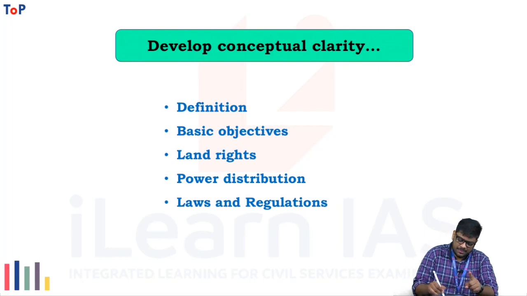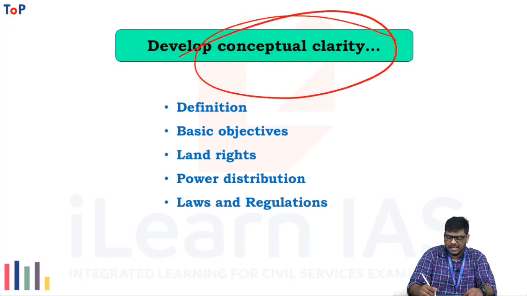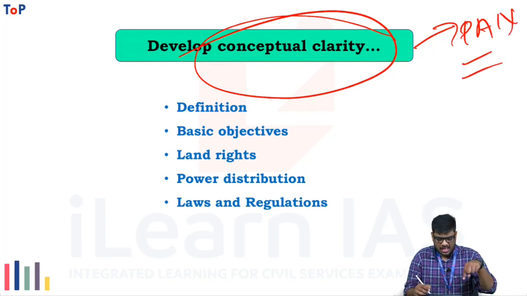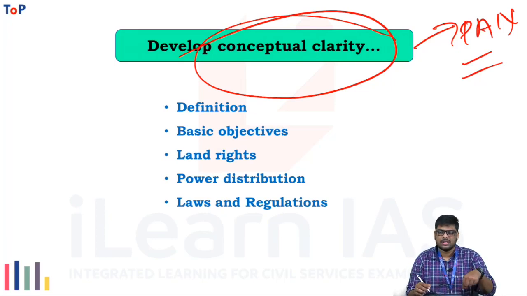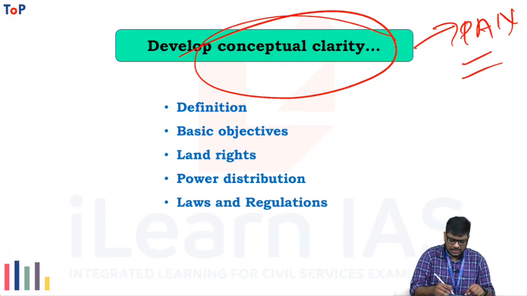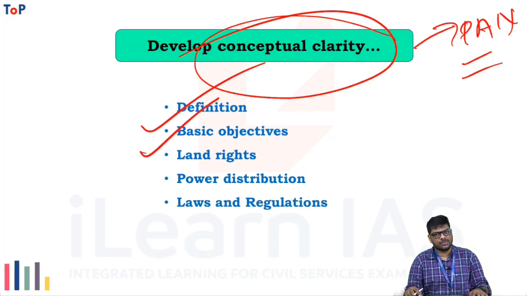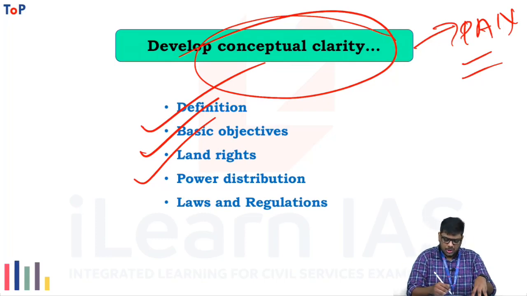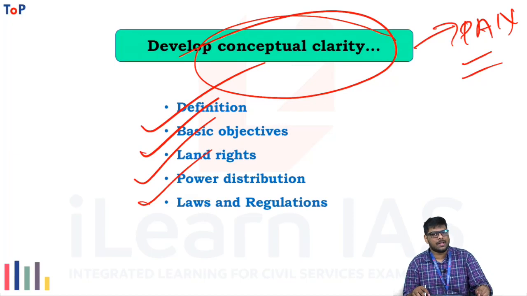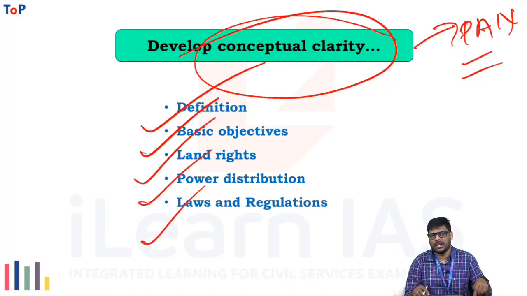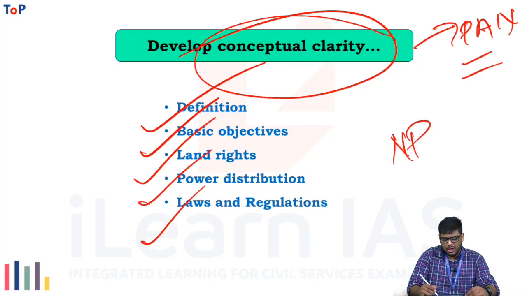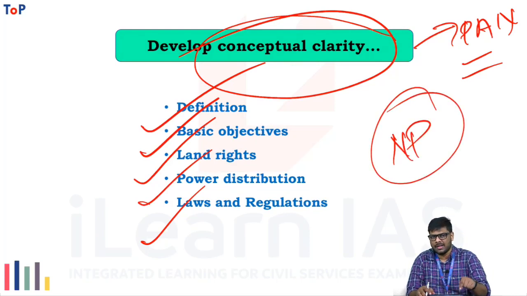Let me give an introduction before getting into the factual data. You should develop really good conceptual clarity regarding protected area networks in India, because UPSC can ask highly concept-based questions on these protected areas. You should be thorough with the definition, the objective and source of the initiative, the land rights in that protected area, the power distribution, and the laws and regulations governing it, its legal status. Let me give an example. If I am talking about a national park, you should be able to recognize what makes a national park a national park.